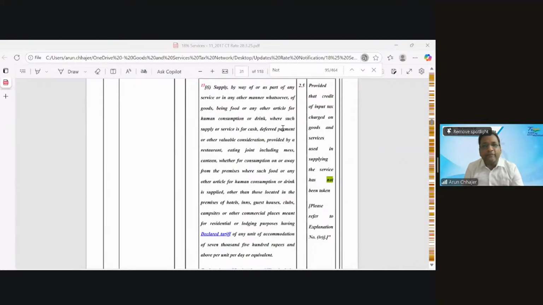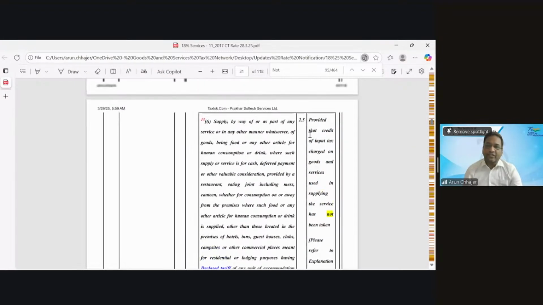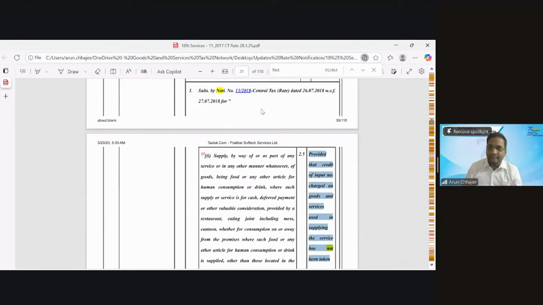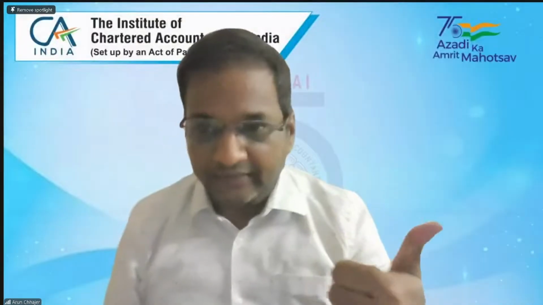So this type of line would be there: provided that credit of input tax charged on goods and services used for supplying the service has not been taken. So this is something different. I'm just giving you one example that whenever I say it is barred not by 17.5, it is barred by the rate notification. It means you will find this type of condition in the rate notification. Clear?